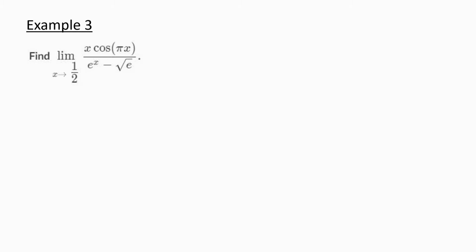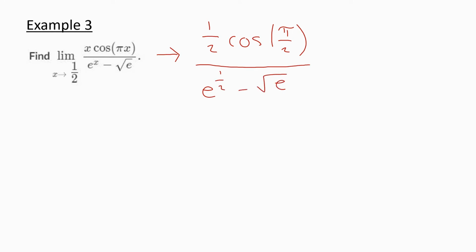Example 3. Now example 3 looks like there's a lot going on here. We're taking the limit, we have some cosines, a pi in there, and e. So let's do what we'd normally do and just say, hey, let's see if direct substitution works. So wherever there is an x, we'll plug in a 1/2. So that's 1/2 times the cosine of, well, pi times half is just pi half, all divided by e to the 1/2 minus the square root of e. Now let's just see what we get from here.